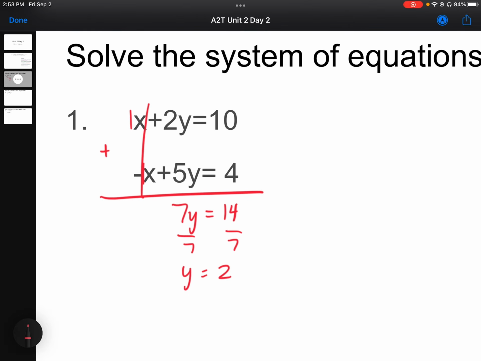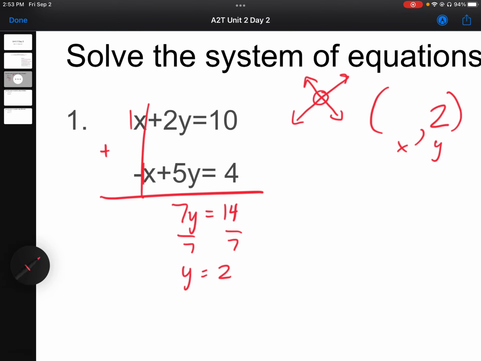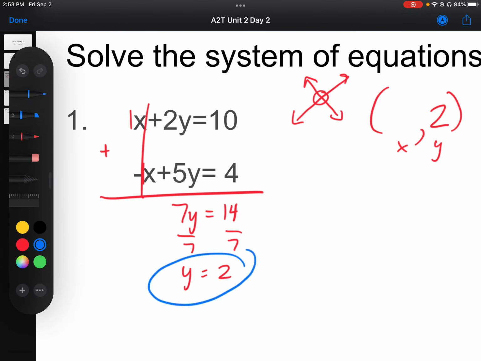Recall, the answer to a system of equations is where the two lines cross each other, and that should be an ordered pair. So we have half of our ordered pair. We have the y value. Then to find the x value, we're going to take this 2 and plug it into one of the equations. It does not matter which one. I'll go ahead and choose the second equation.